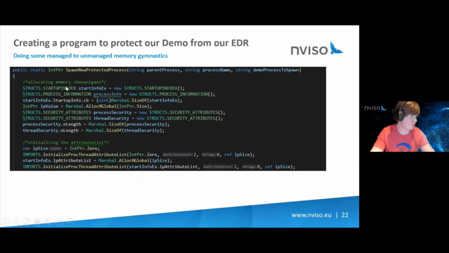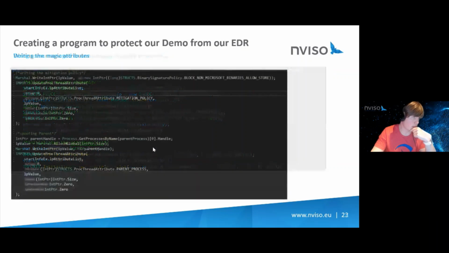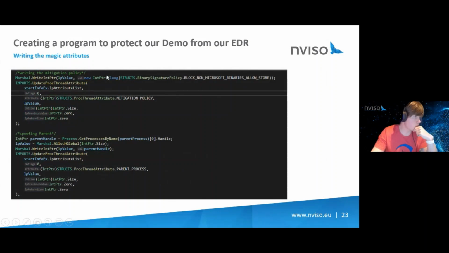Here I first create all the memory that I need to tamper with the security attributes and process information. Then I do the proc thread attribute list initialization. I want to manipulate two attributes: one will be the mitigation policy and the other one will be the parent process. First I have to initialize it like that, so it sees that I want to manipulate two of them. Then I have to initialize it once again to actually start being able to write to those initialized thread attribute lists. So here I'm writing the mitigation policy.